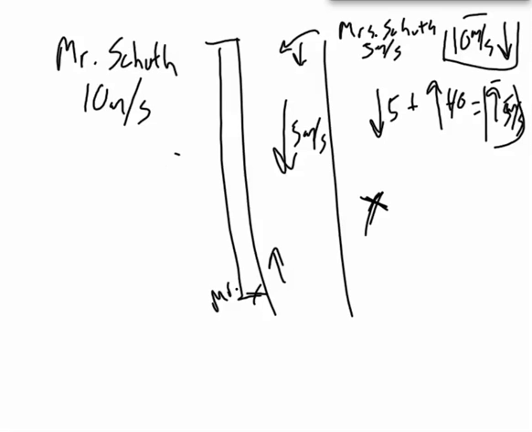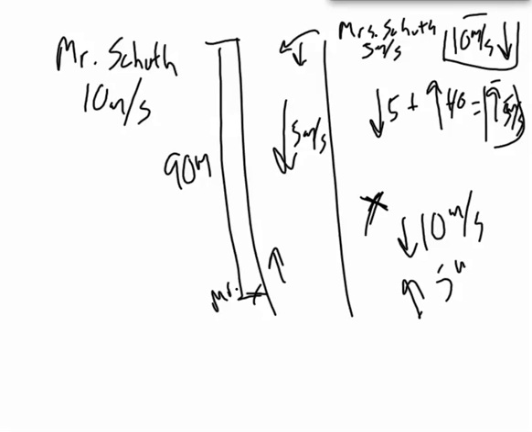So what if Mrs. Schuth and Mr. Schuth are separated by 90 meters? How long will it take for them to meet? Would it be 90 divided by 15? You'd have to do that, right? Because she's going downstream at 10 meters per second, and I'm going upstream at 5 meters per second. So together we're getting closer at a total of 15 meters per second. It would take 6 seconds.